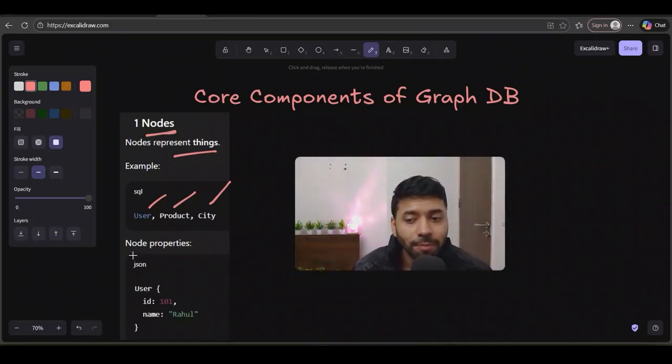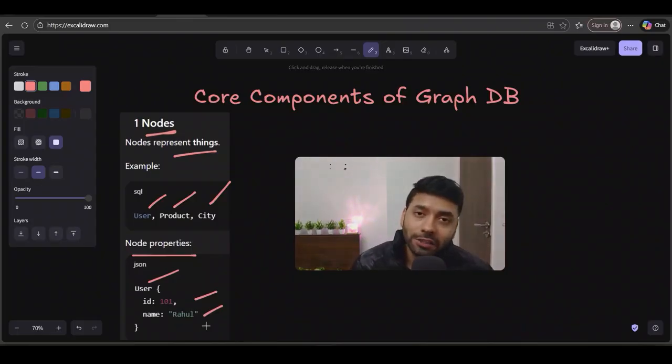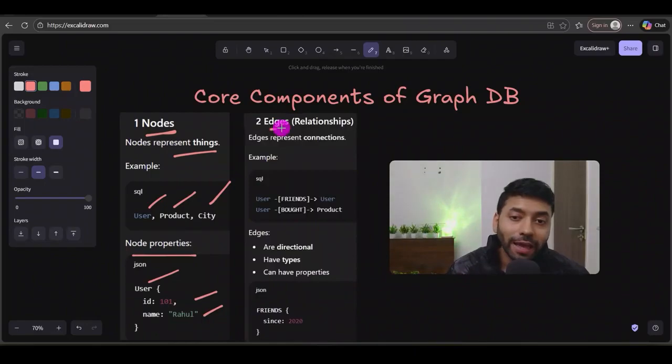Okay, so let's take an example of node properties first. You can see this is the node user, and inside this we have properties like ID is 101 and name is Rahul. So for node user, we have defined the properties like the ID of this user and the name of the user, Rahul. After nodes, the second one is edges, which define the relationships.